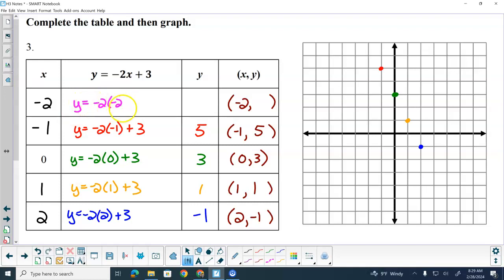-2 times -2. Positive or negative? Because negative times negative. Yep. Positive 4 plus 3 is 7. So that's the point -2, comma 7, which is right there.